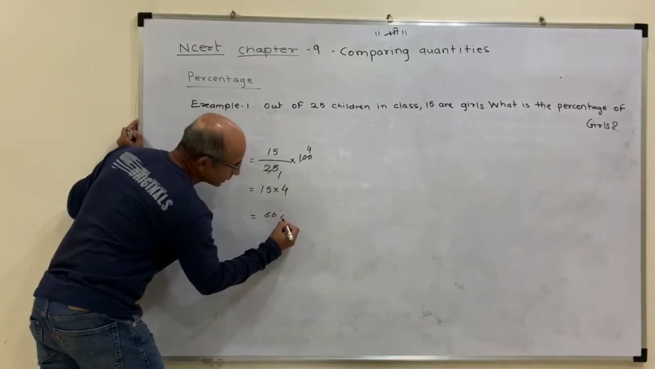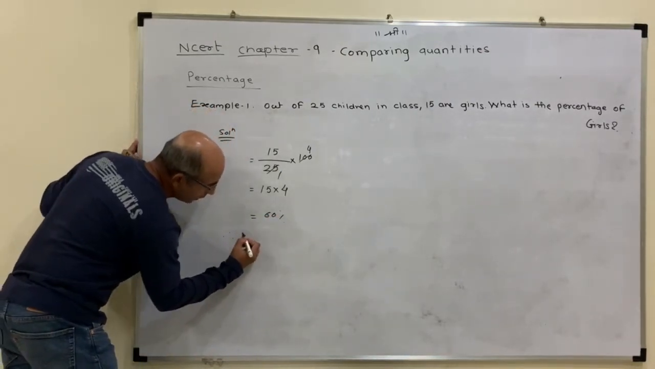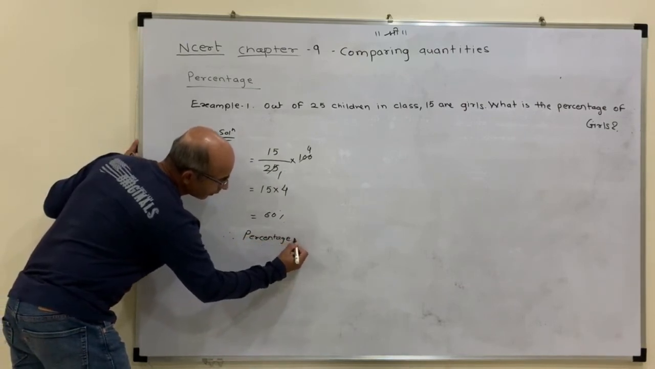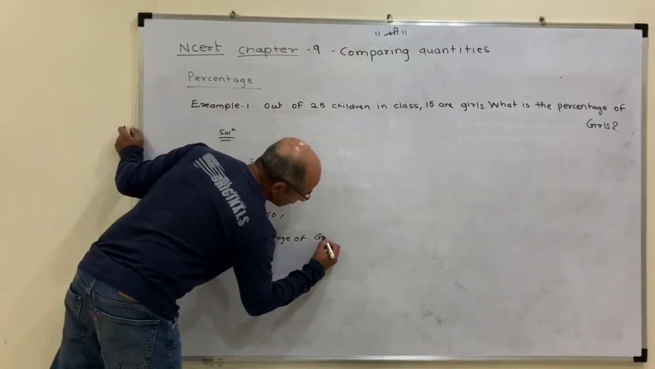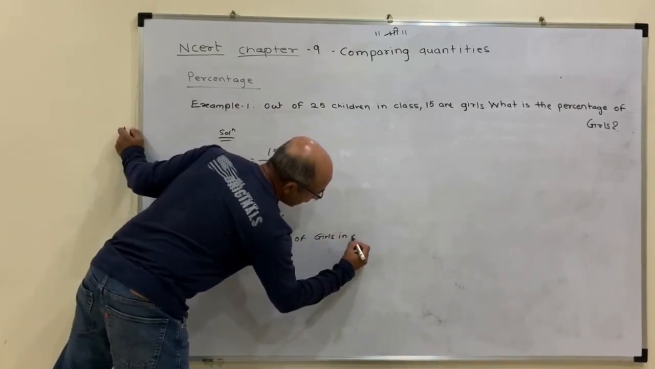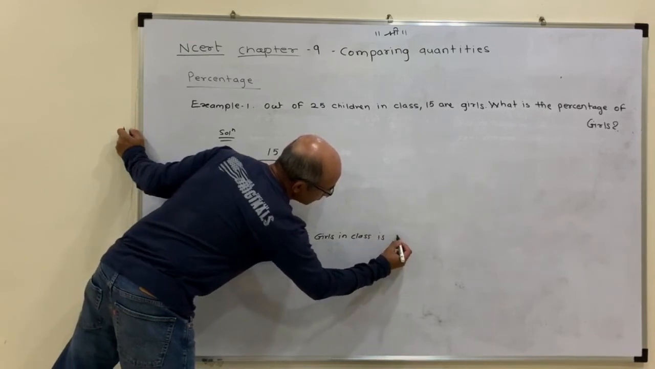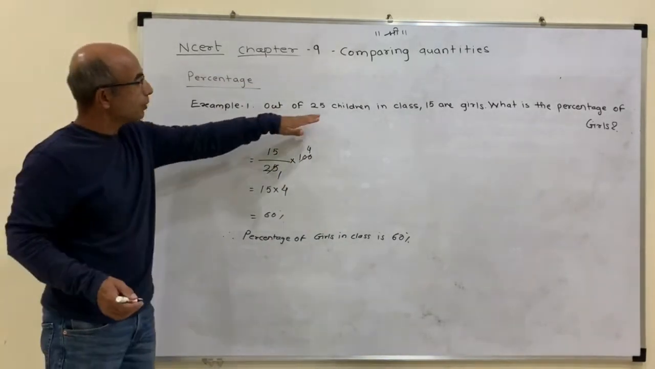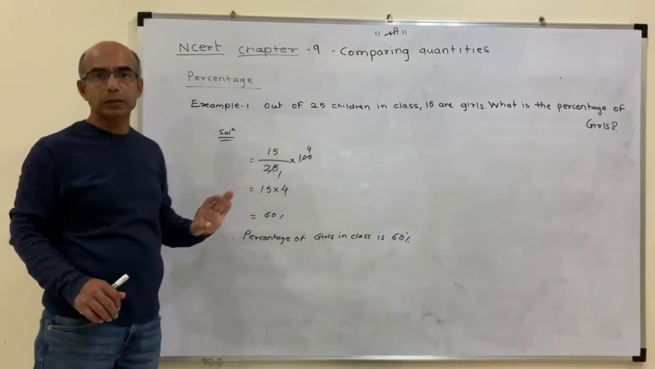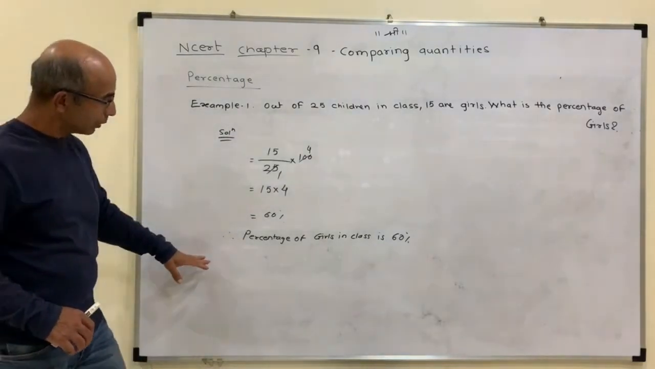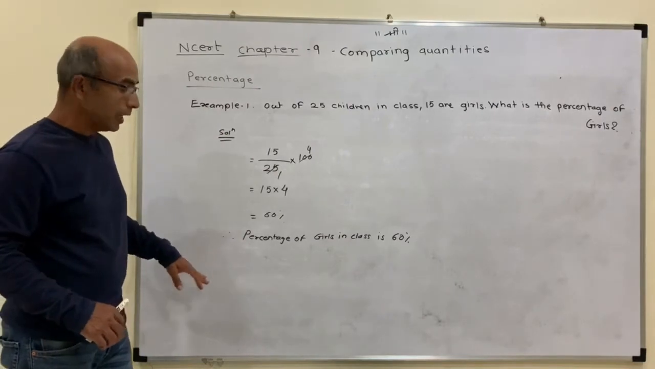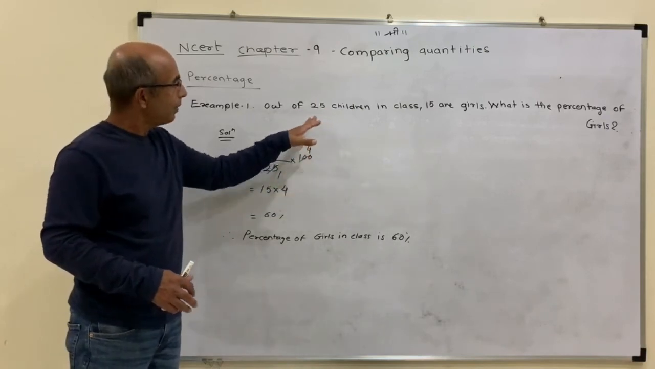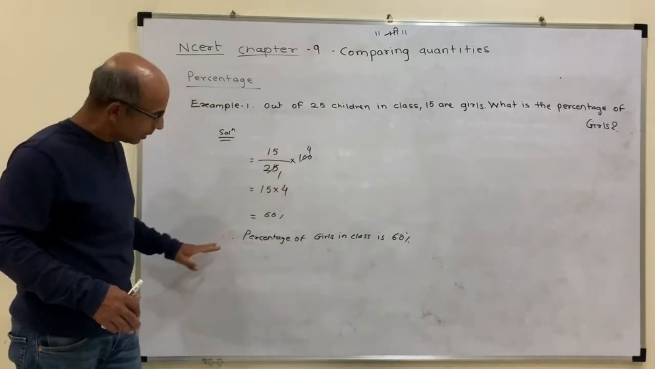So 60% are girls. So therefore the percentage of girls in the class is 60%. What does this mean? See, when there are 25 children, 15 are girls. When I say 60%, that means if there are 100 students, there will be 60 girls. I am representing the same numbers in terms of 100 here.